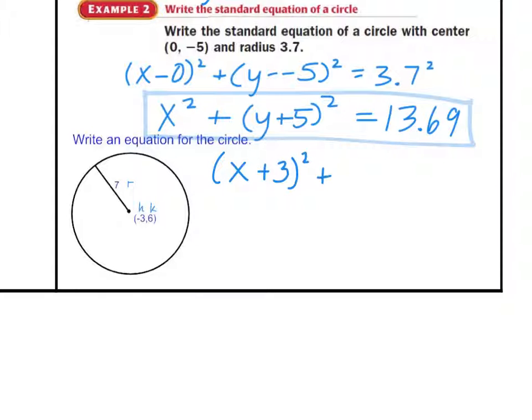y minus k squared, so y minus 6 squared. And the radius is 7. What is 7 squared? 49. You have to write that. Okay.